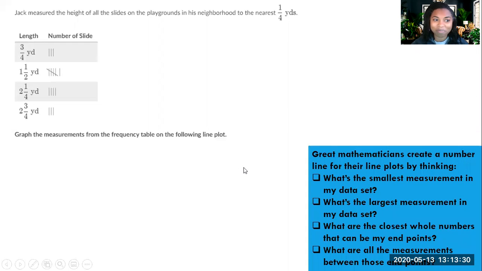Here's one more problem. I want you to pause the video and think, what would the number line look like for this problem? Do it, and then when you're ready, press play on the video to see the reveal.